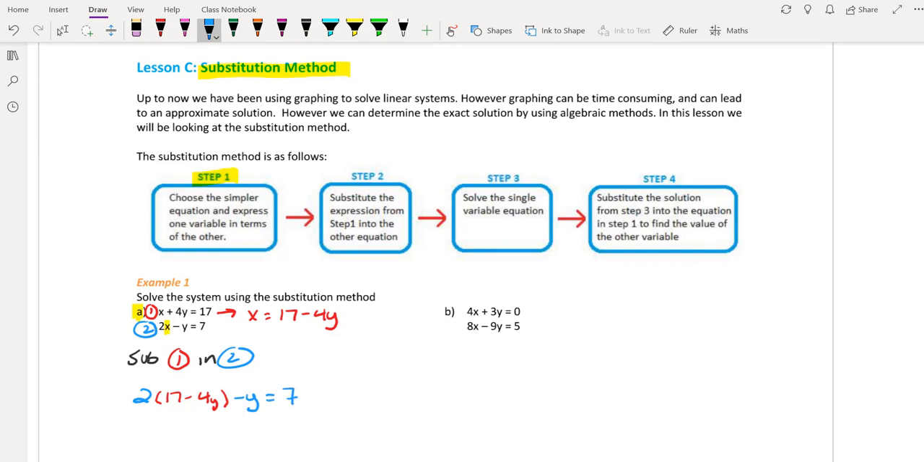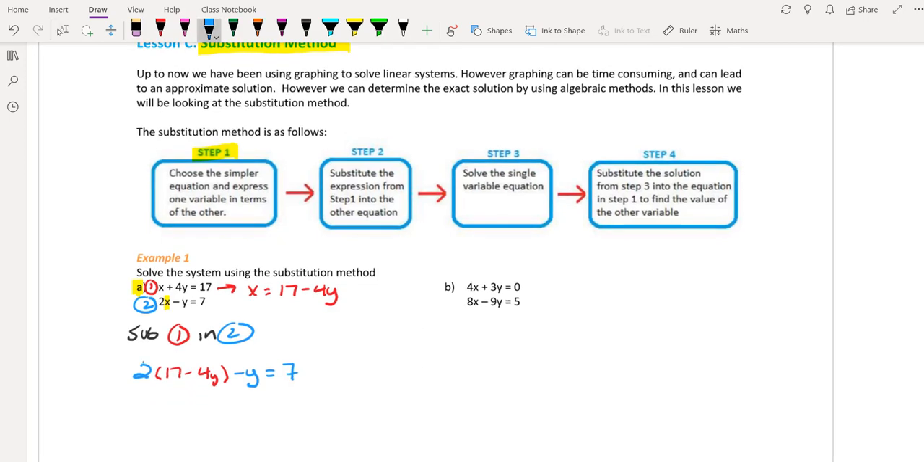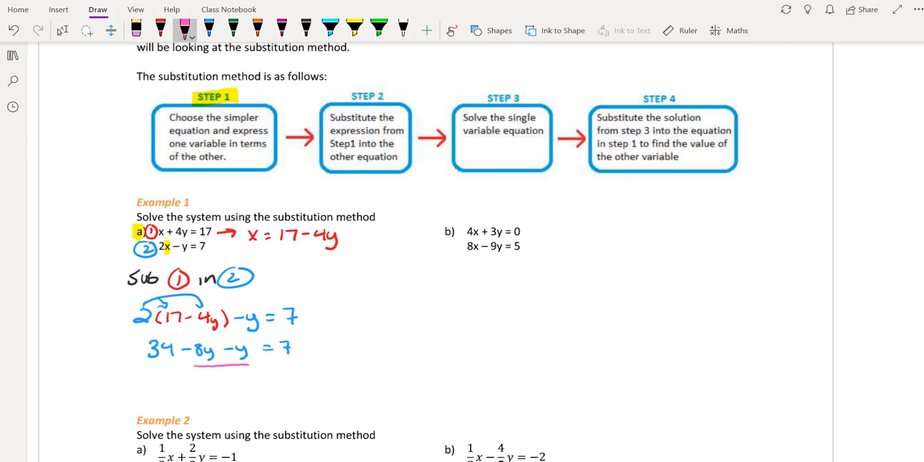All right. Now we clean this up and we solve for y. Right? We bring the 2 through the brackets. So 2 times 17 is 34. 2 times negative 4y is negative 8y. Negative y is equal to 7. Okay, I'm going to collect some terms here. Negative 8y and negative y becomes negative 9y. We still have the 34 here, and we have the 7 to this side. So we subtract 34, bring it to the other side.